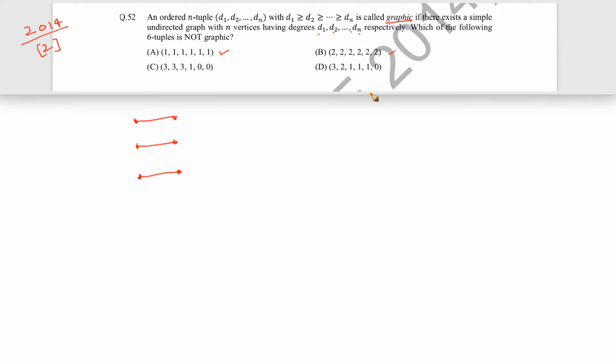Let's see this. In fact, you can have a graph with 6 vertices with each of them having degree 2, and it is a hexagon. See, if 6 vertices are there and it is a hexagon cycle, then each vertex has degree 2. So this is also possible.